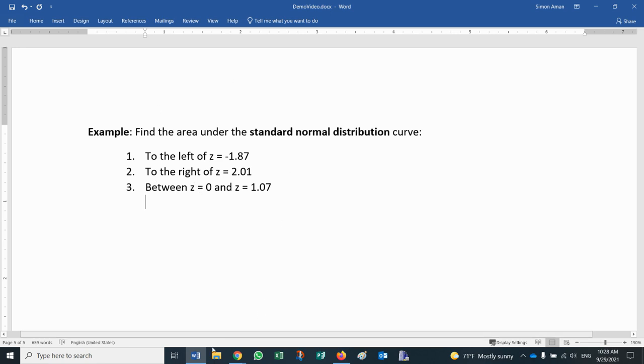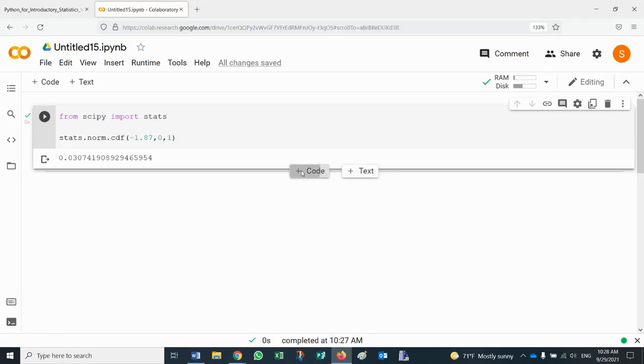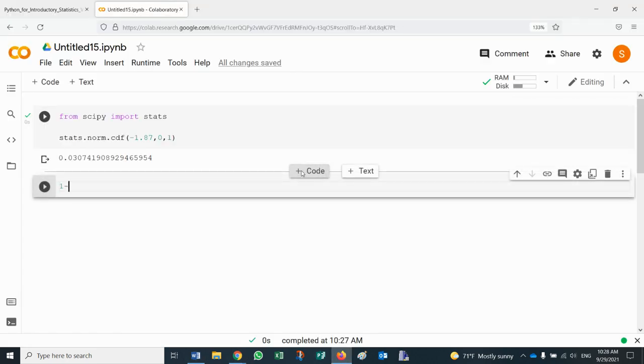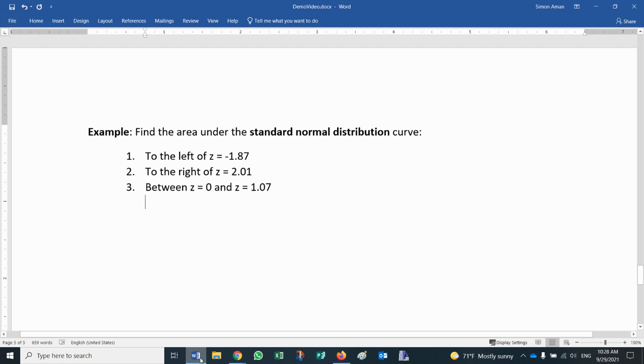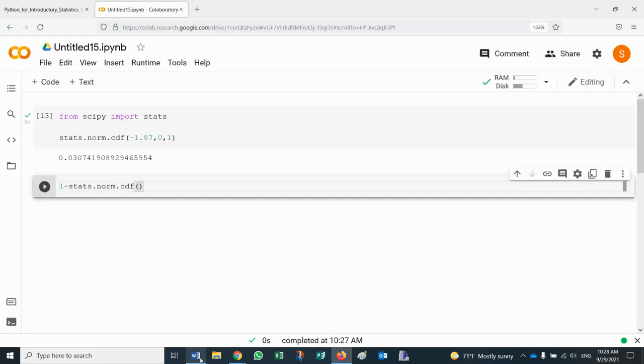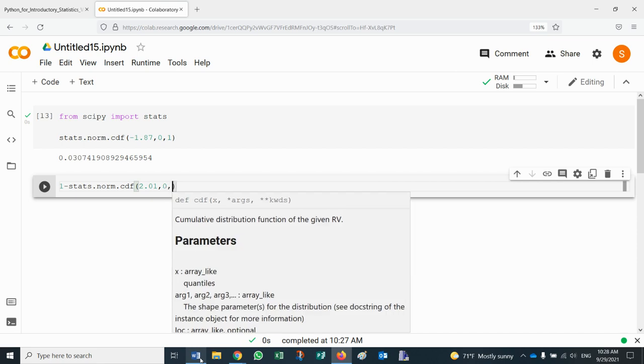Now, if we look at the second part, it says, what's the probability or the area to the right of 2.01? Now, in order to find to the right of 2.01, first we find to the left and then we take the complement. So for this one, what we'll do is add a code and say it's 1 minus the same thing, which is stats.norm.cdf. But now, let me look at the number one more time. It's to the right of 2.01. So it's 2.01. The mean is 0. The standard deviation is 1.